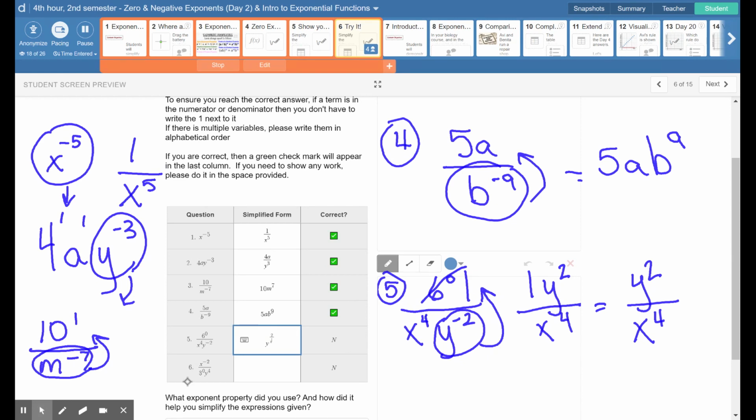So if you notice, I typed it wrong. You just want to be mindful. Hit the division key first. That's going to be helpful for you. So then we have y squared in the numerator, and then x to the 4th in the denominator.